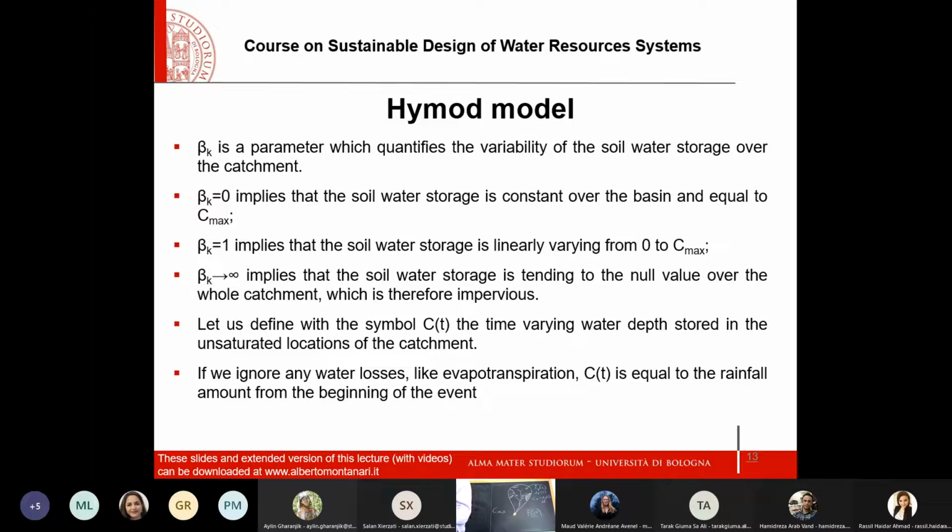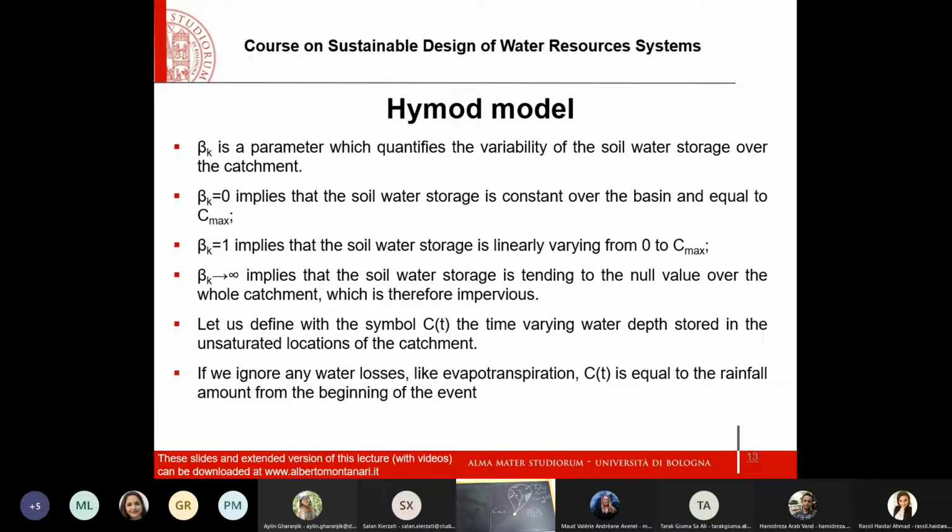Okay, and now let's introduce another symbol, C depending on time, C(t), you see on this slide here. Look at the definition: the time varying water depth stored in the unsaturated location of the catchment. What is C(t) basically? It's cumulative rainfall. Let's read again the definition. It's time varying, okay, very good. Water depth stored in the catchment in the unsaturated location.